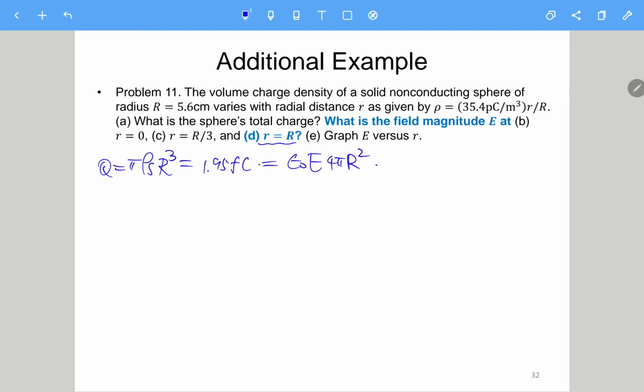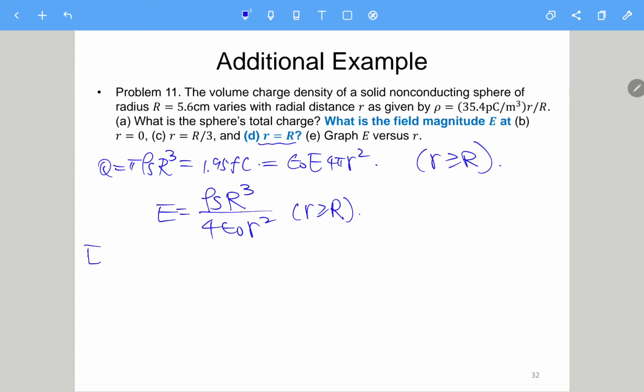So actually this one will be, or maybe I can keep this to be small r first. Suppose r is larger or equal to capital R. So we have E should be equal to rho S R cube over 4 epsilon naught r square. So this is for r larger or equal to R.